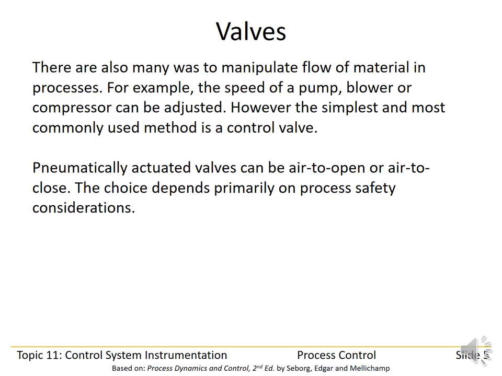Okay, the last element, besides the controller, that's commonly encountered in a control loop is a control valve. Okay, there are many ways to manipulate flow of material in a process. For example, the speed of a pump, blower, or compressor can be adjusted. But the simplest and most commonly used method for controlling flow in a process is to use a control valve.